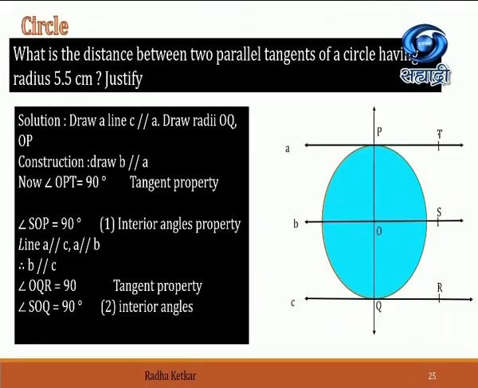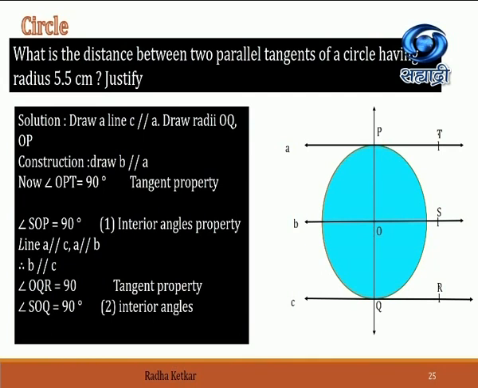So let us start with the example. You can see the question given. What is the distance between two parallel tangents of a circle having radius 5.5 centimeter? And we have to justify our answer. If you look at the figure drawn, we can easily understand that it is going to be a straight line and directly we can add the radii and get the distance between the two tangents. But we have to prove it. So let's see how we can do it. Let us go for the solution part.